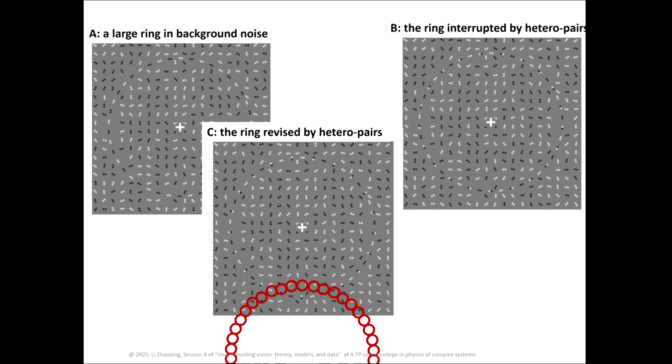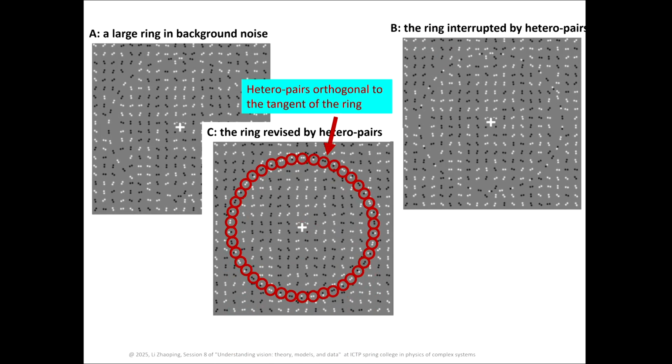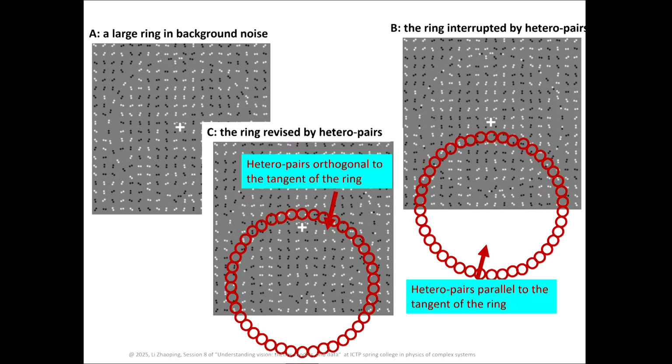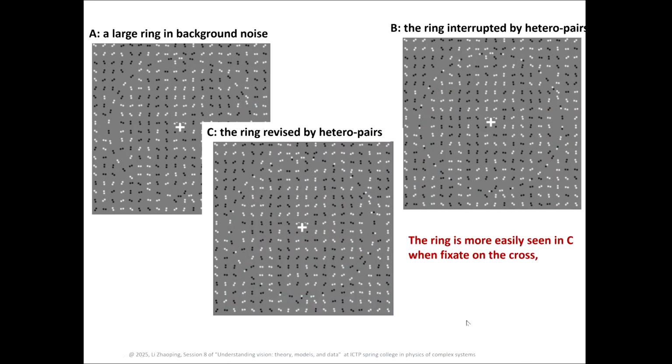Let's try to do exactly this in image C. Image B and C are identical to each other except for these heteropairs of dots along the ring. In C, they are orthogonal to the ring, and in B, they are parallel to the ring. If you fixate to the central cross, which one is easier for you to see the ring? C or B?